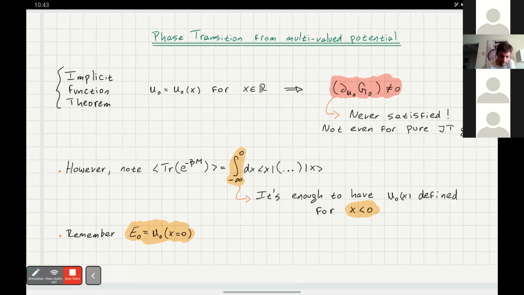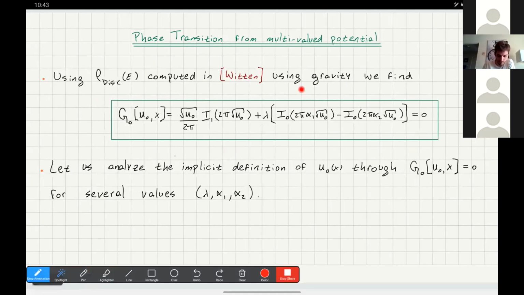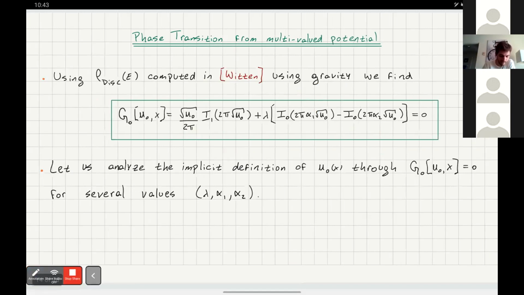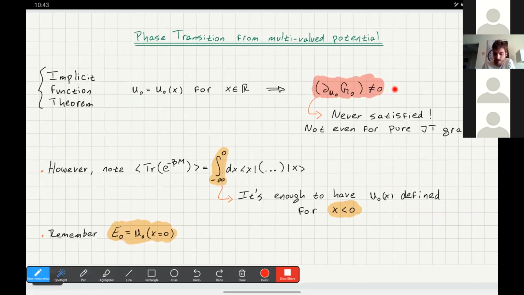And so all you have to do is take this function that we have over here, this g0, compute its derivative, see if it vanishes, and sadly, it always vanishes, okay? Even for JT gravity. If you consider JT gravity, what you find is that this is never satisfied, okay? So when you get to this, you say, oh, we're done, right? Because even in the simplest case of JT gravity, it seems to be suggesting that this function will not be defined over the whole real line.